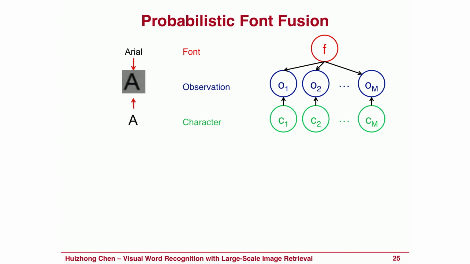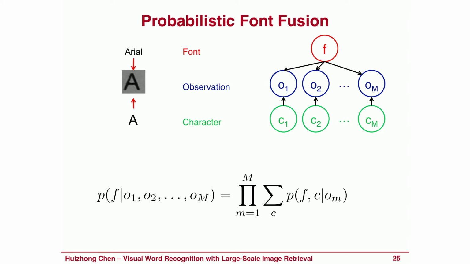Therefore, given a set of character observations, O1, O2, up to OM, with their underlying character labels C1, C2, up to CM, and a shared font label F, we can build a graphical model to capture their relations. Now, we can perform probabilistic font fusion by computing the posterior probability of the font given a set of observations. Using Bayes' rule and the conditional independence in the graph, we can derive the posterior as an expression shown here.